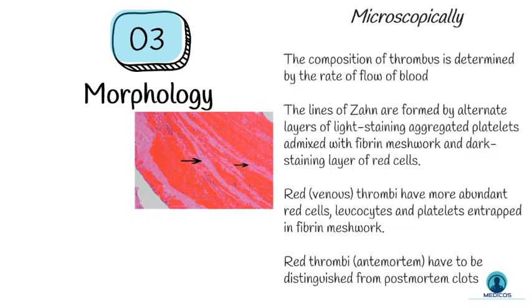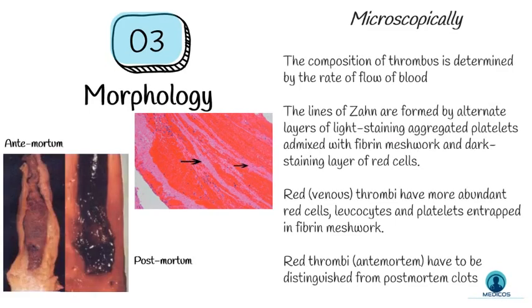Thus, red thrombi closely resemble blood clot in vitro, but red thrombi or antemortem clots have to be distinguished from postmortem clots. Postmortem clots are gelatinous and have a dark red dependent portion where the red cells have settled by gravity, and they also have a yellow chicken fat upper portion, and usually they are not attached to the underlying vessel wall.